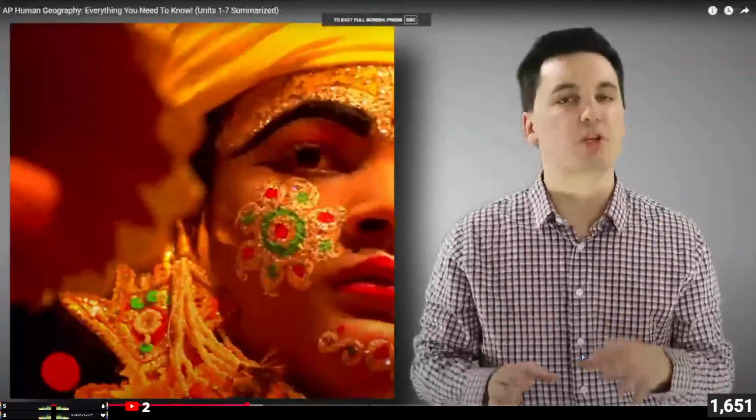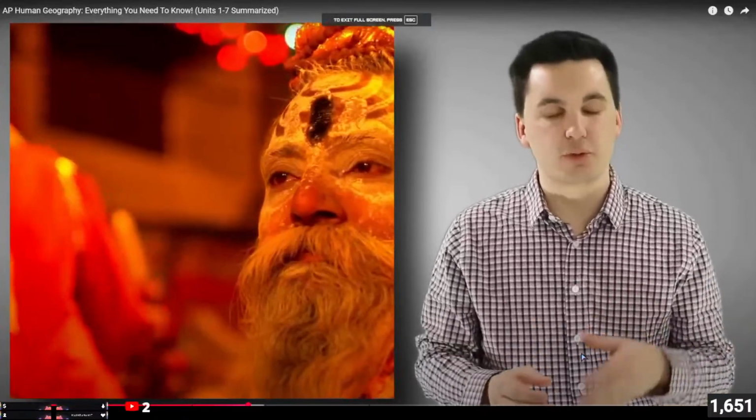The next part of this unit that you definitely want to spend some time on, but you also want to make sure you don't get too bogged down in, is the religions. Understand the difference between universalizing religions and also ethnic religions. Universalizing religions would be Christianity, Islam, Buddhism, and Sikhism, while ethnic religions would be Judaism and also Hinduism.